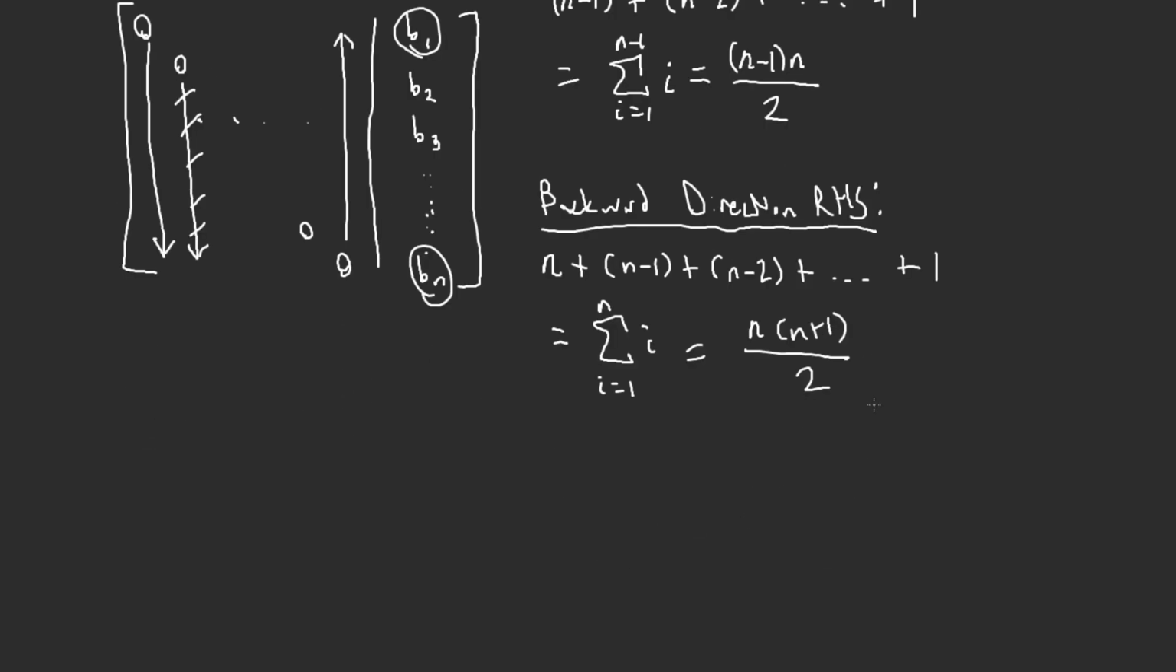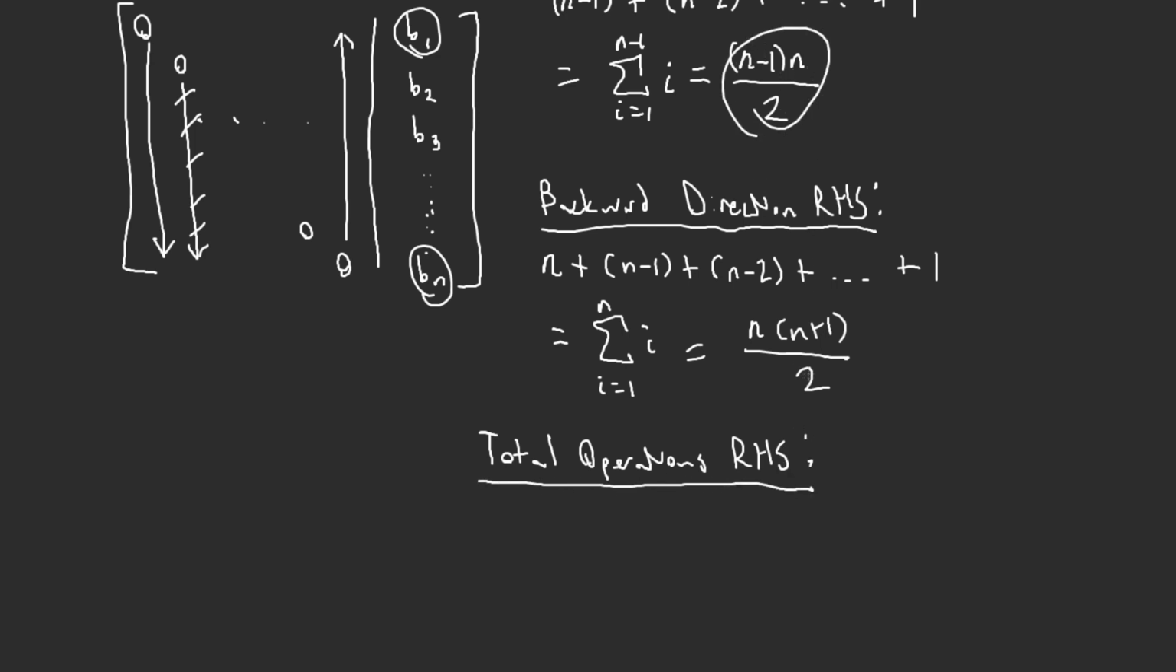So in total, the total operations on the right-hand side is going to be this expression plus this one, which is n times n plus 1 over 2 plus n times n minus 1 over 2. And you can see that this is n squared over 2 plus n over 2, and then this is n squared over 2 minus n over 2. So the n over 2's will cancel, and we'll just be left with n squared.